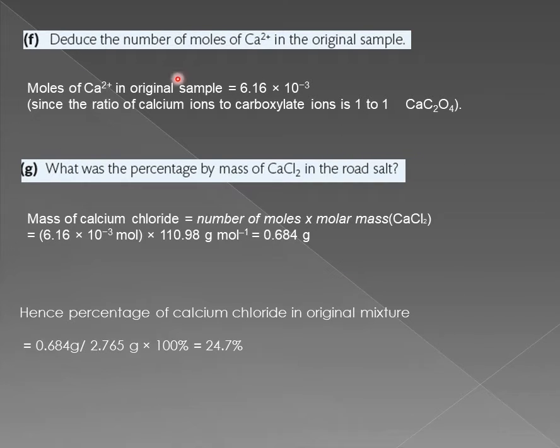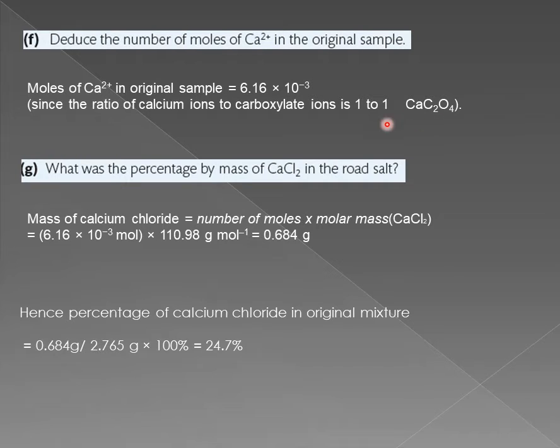Next, deduce the number of moles of calcium in the original sample. Moles of calcium in original sample is 6.16 times 10 power minus 3. Why? Because the ratio of calcium ions to oxalate, so this is oxalate, not carboxylate, it should be oxalate ions, is 1 to 1. As you can see here, calcium oxalate is 1 calcium, 1 oxalate, and this is wrong. This should be oxalate.